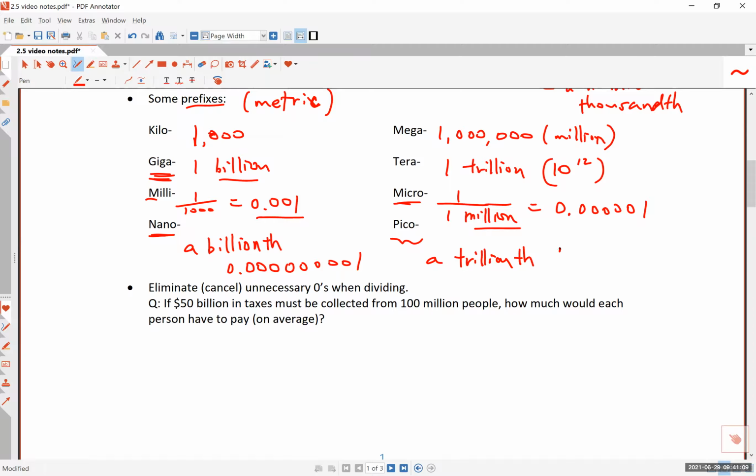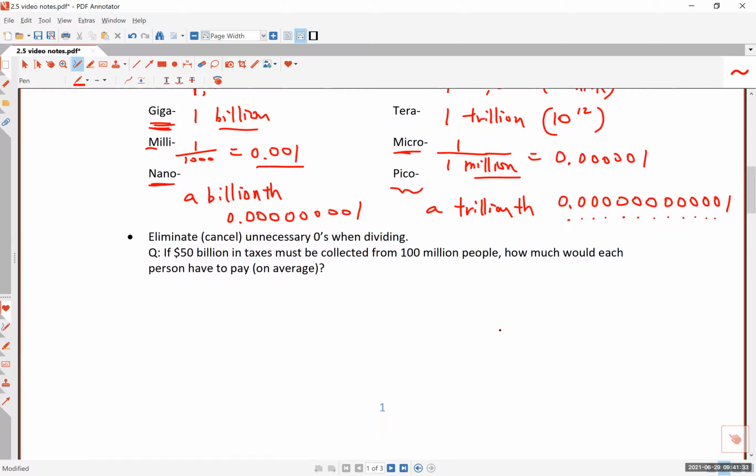Okay, so should I write this? Yeah, it's 12 zeros. 1, 2, 3, 4, 5, 6, 7, 8, 9, 10, 11, 12. Okay, that's ridiculous, right? Yeah, and you see, for these decimals, we can even put commas. So you have to count. 1, 2, 3, 4, 5, 6, 7, 8, 9, 10, 11, 12. So that's pico. When do we use this, right?